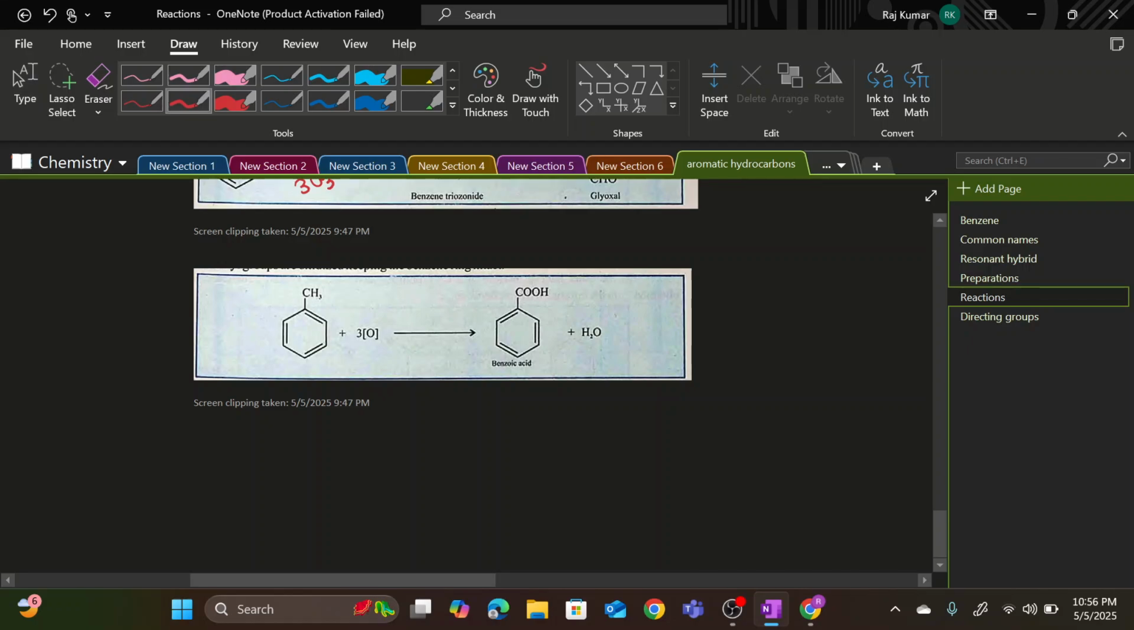And right after this, we have another reaction which is known as combustion. Combustion is pretty simple. When we burn the benzene ring in the presence of excess oxygen, we basically get carbon dioxide and water. That's all about combustion.